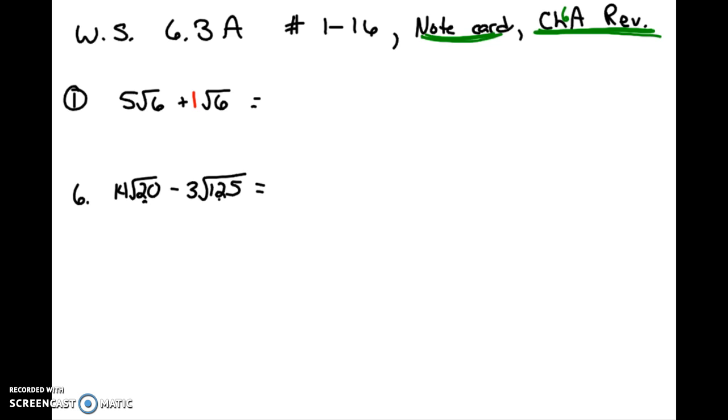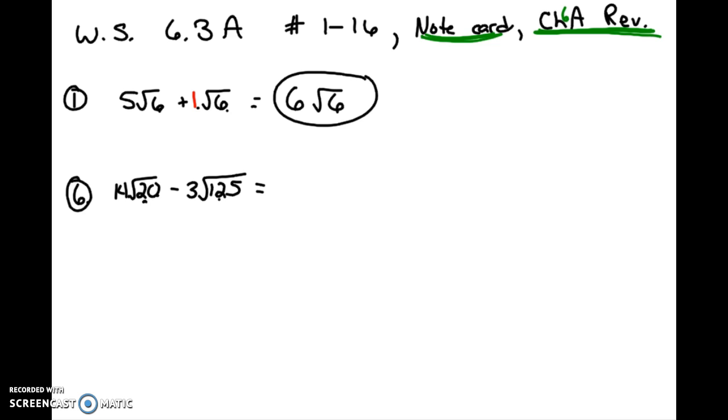The very first problem, they are indeed like terms. They both have a square root of 6. Now remember, there's an invisible 1 there. So our answer would be 6 square root 6. I do want to jump over to number 6 because we've got coefficients out front of radicals that are going to simplify.